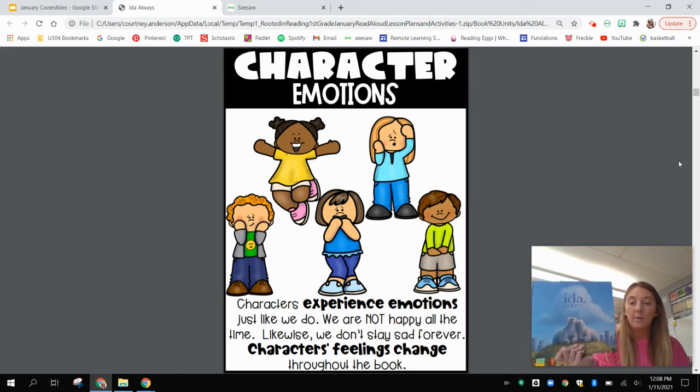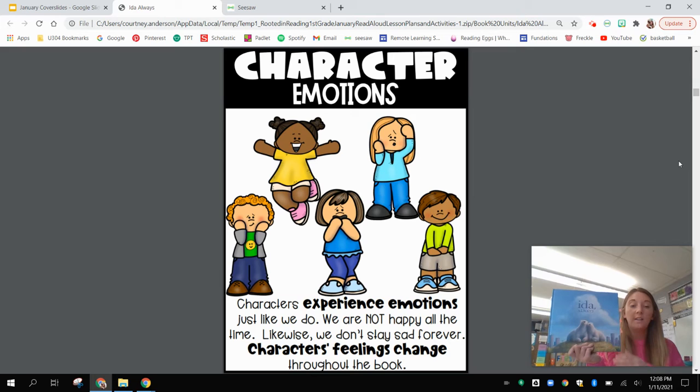And we talked a lot while we were listening to the read aloud about the emotions that the character was feeling. So, we're going to go over some character emotions some more. If you look here on the little poster that I have on the screen, it says character emotions. And then we see a bunch of different characters here on the page. And we'll talk about what we think emotion they are showing.